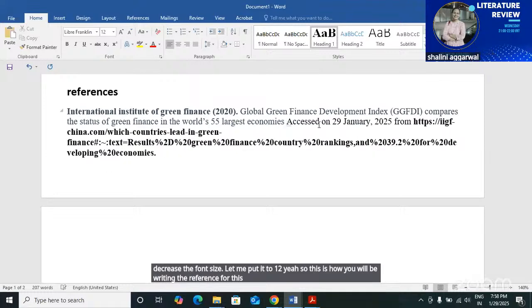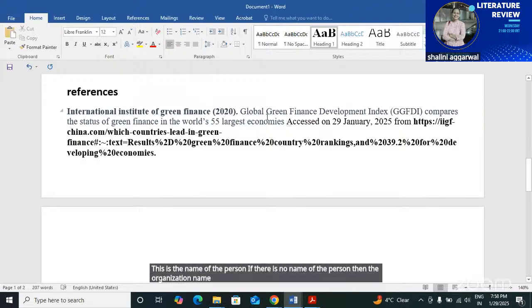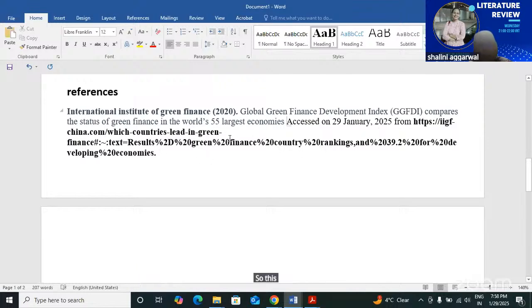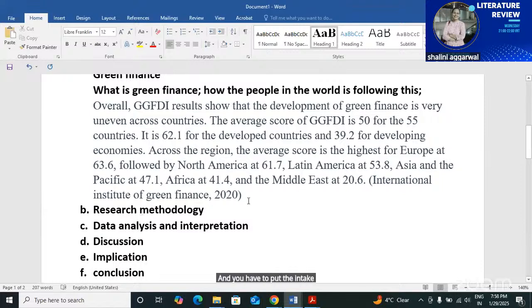Let me repeat this again. So what I have written is, this is the name of the person. If there is no name of the person, then the organization name, then the year, then the topic, and then when did you access it? Let's say today we have accessed this, accessed on 29 January 2025 from this website. So this is how you write the reference if it is from a website. When you take some content from the website, this is how you write the reference, and you have to put the in-text citation as well, like this.